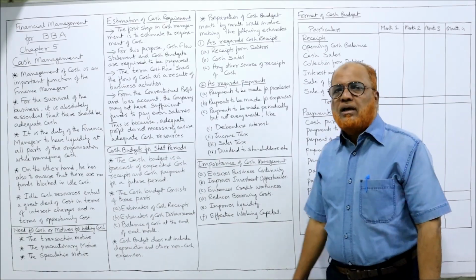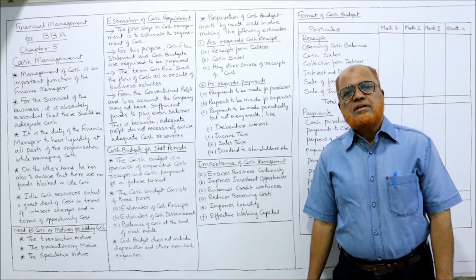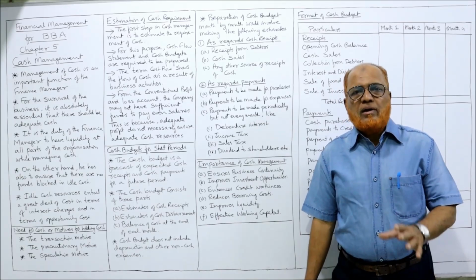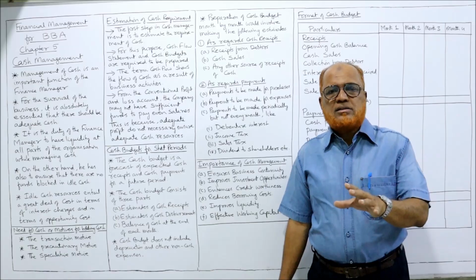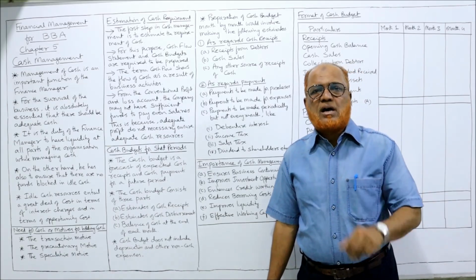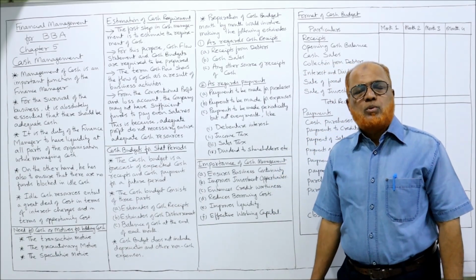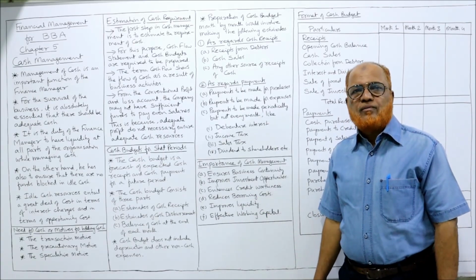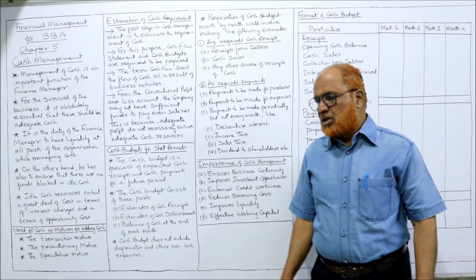Lastly, effective working capital. The working capital is the excess of current assets over current liabilities. So every lender, every supplier, every investor will see what the working capital position of the business is. So this shows the importance of cash management.